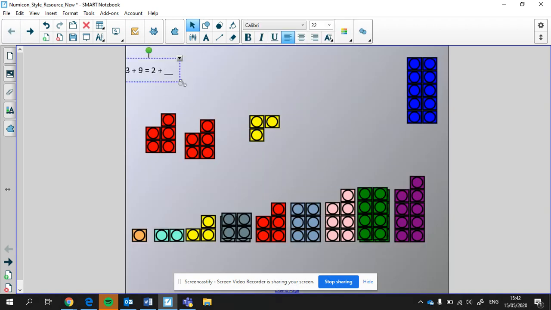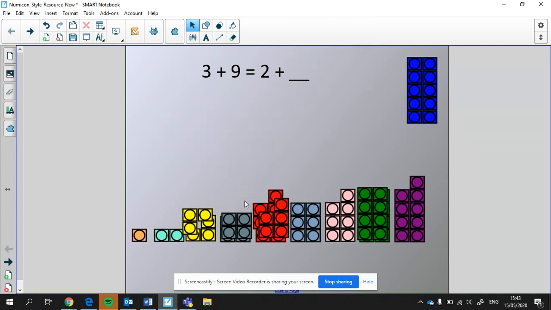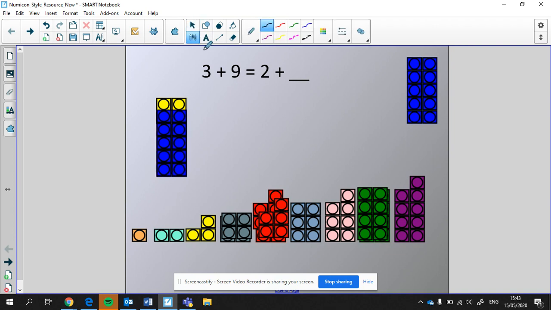All these different things I've been using this board for. Okay, here we go. So we've got 3 plus 9 is the same as 2 and something. So we need our 3 and we need our 9. So 9 plus 3, well I can see the 1 from that 3 is making that a complete 10. So what we've got there is 12.